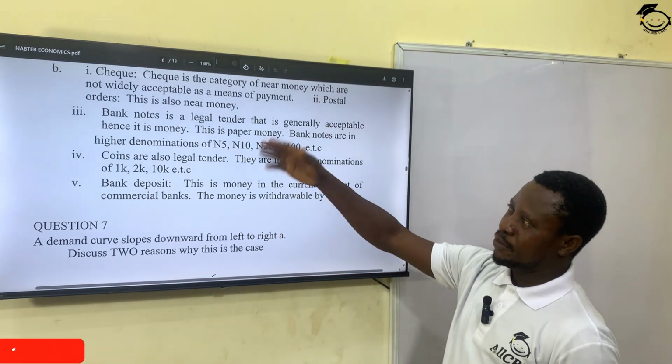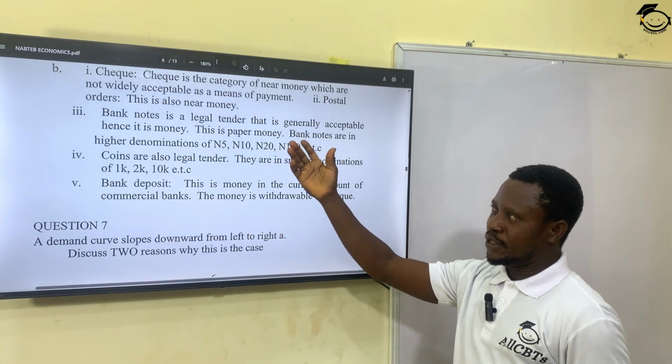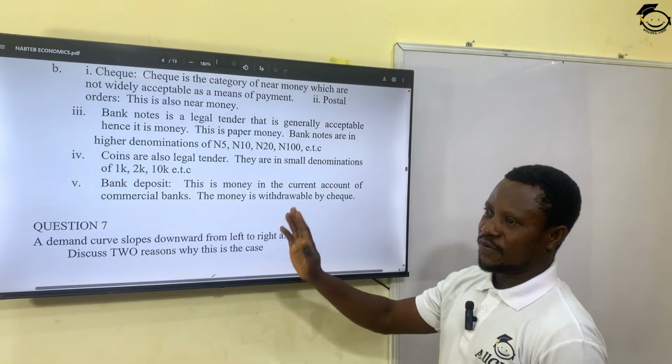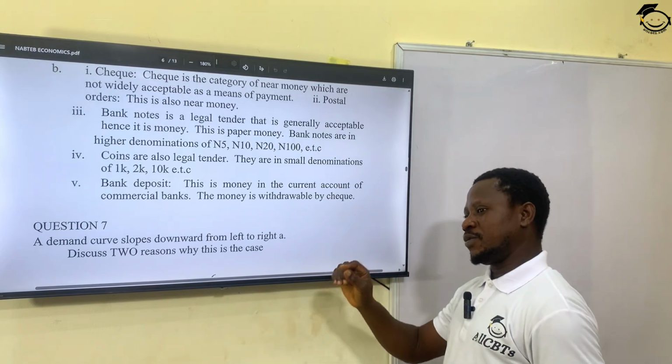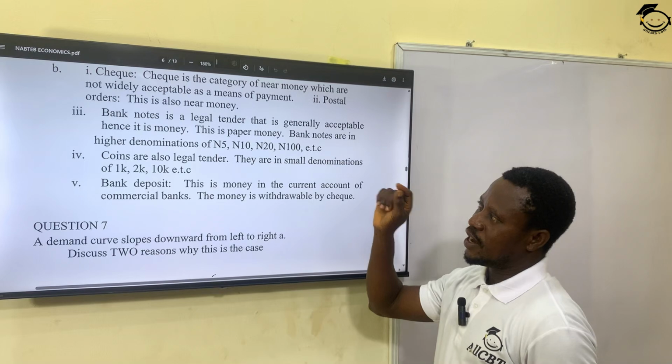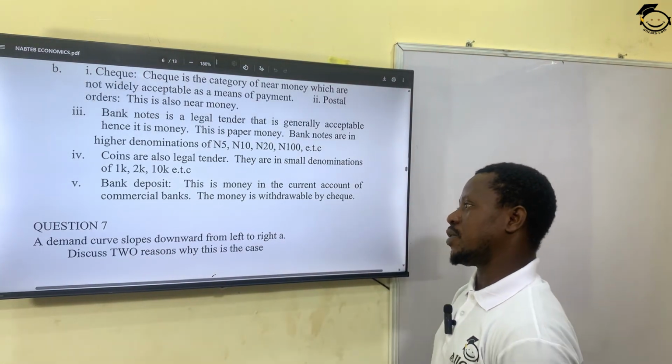So all these are near money. They're not actually money, but they are near money. Some may accept them, some may not. Okay? But money itself is legally acceptable. That is the legal tender, cash and coins. Cash and coin, the note and the coin.